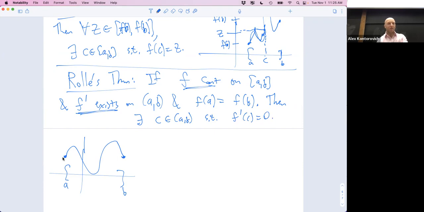So if the function starts and ends at the same value, it can't do that without at some point turning around. That's exactly what, again implicitly, our intuition was telling us. There's some place where the derivative not only exists, because we assume it exists everywhere, but its value is exactly equal to 0. Okay. Anyway.